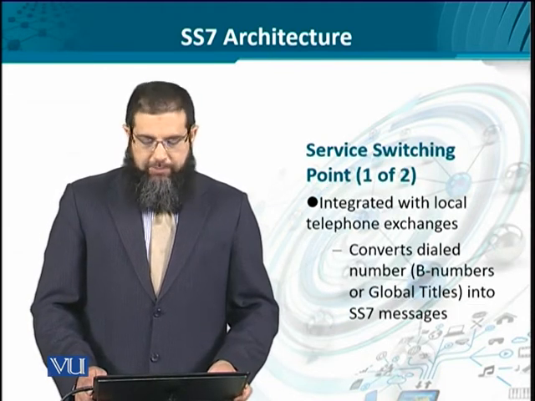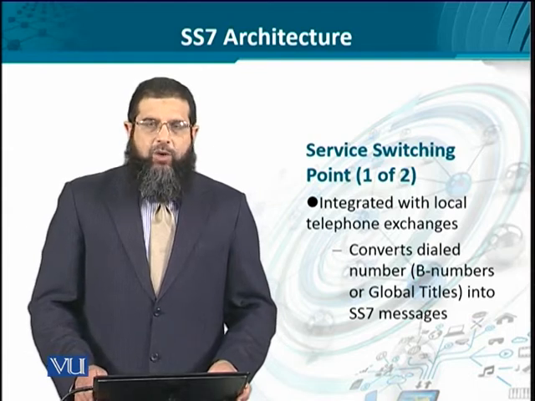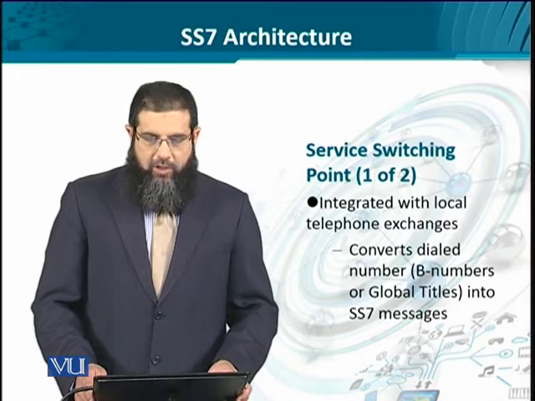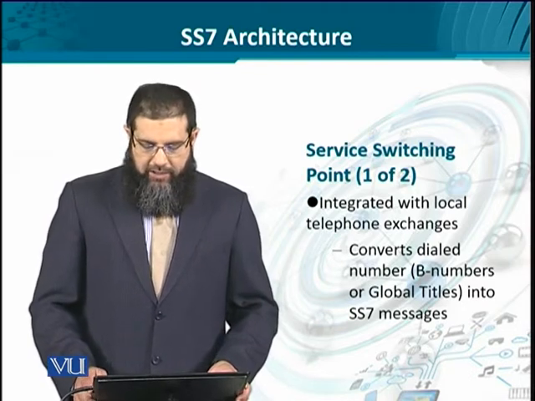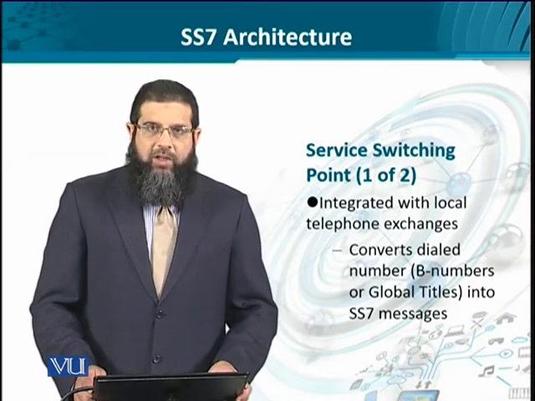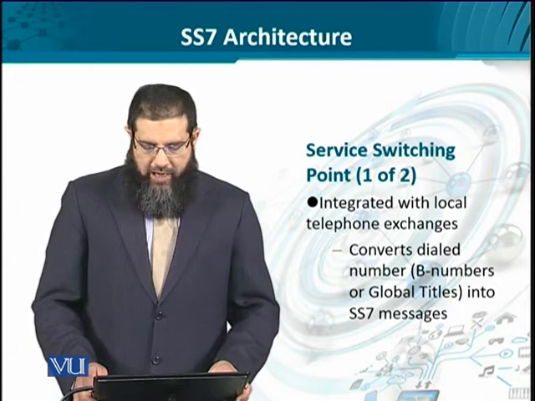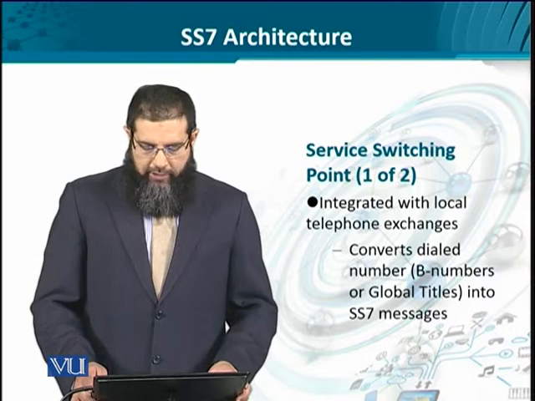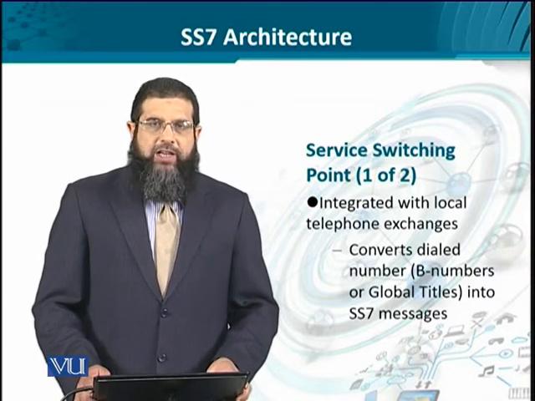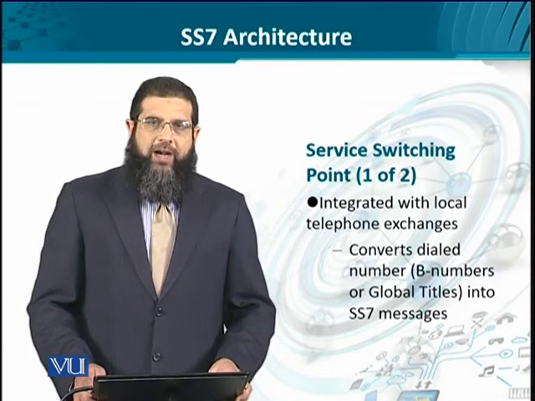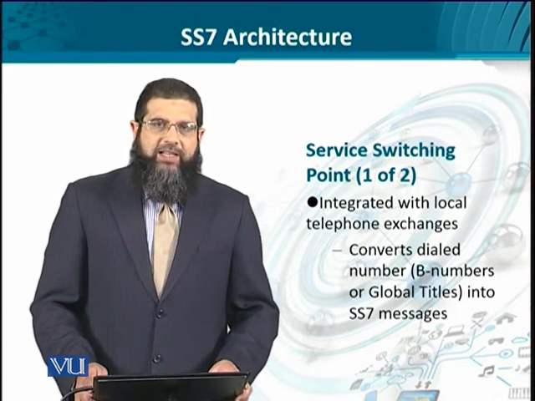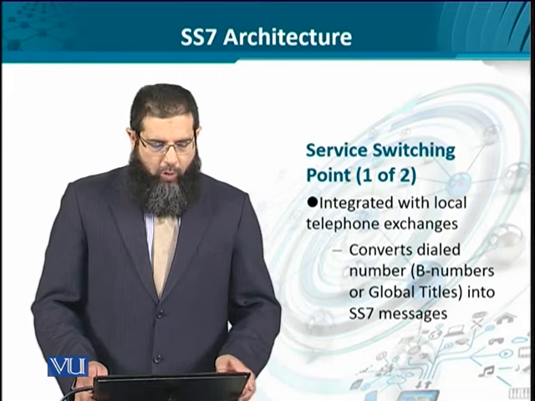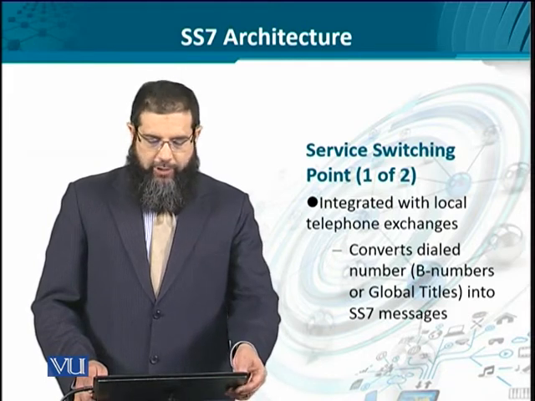The service switching point is the first entity with which the telephone call interacts. When the user dials a telephone number, the service switching point understands that number, which is also known as the B number or the global title, and translates it into a certain format or a message that the SS7 network can understand. After which, the role of the subsequent entities is going to be determined.